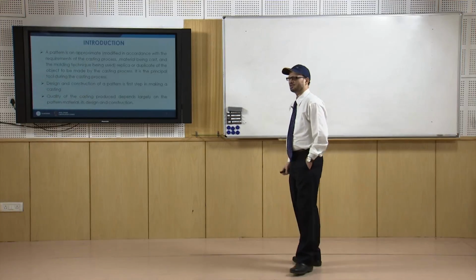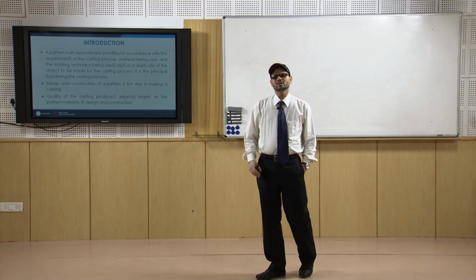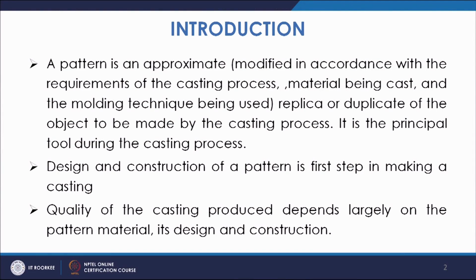First of all, let us know what a pattern is. In the casting process, pattern making is the first step. A pattern is nothing but the replica of the casting which we are going to make, with certain modifications. It is defined as approximate because it is modified in accordance with the requirement of the casting process, the material cast and the molding technique being used.